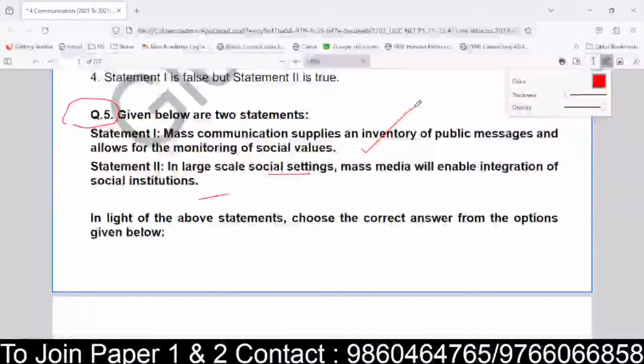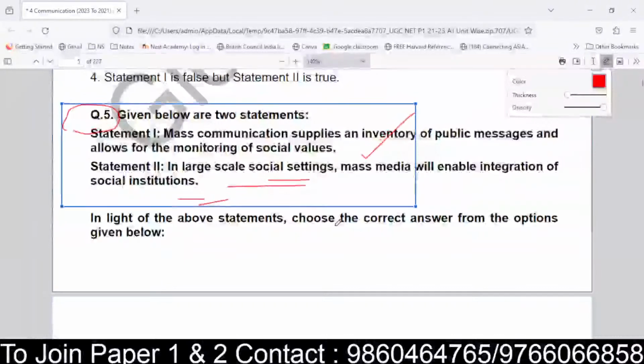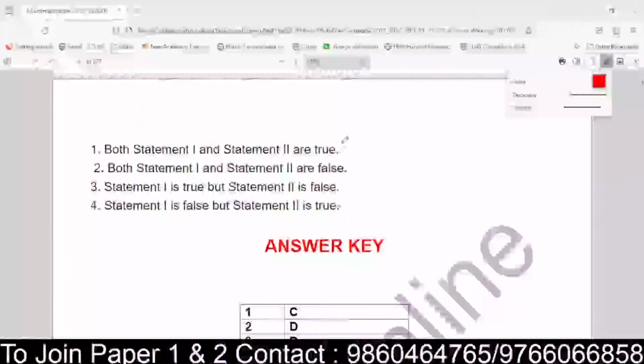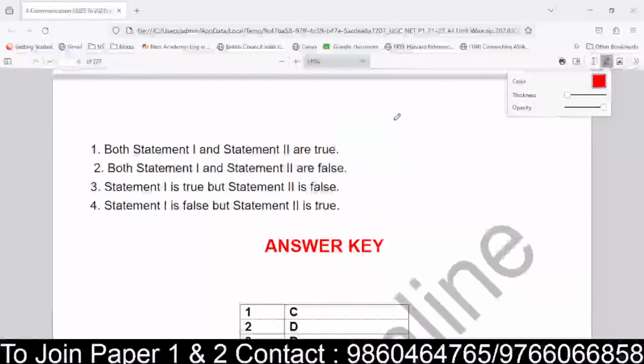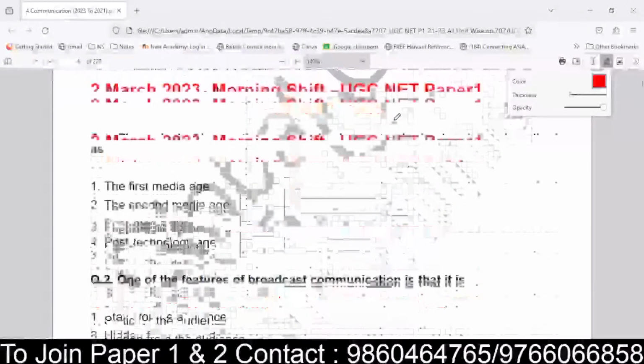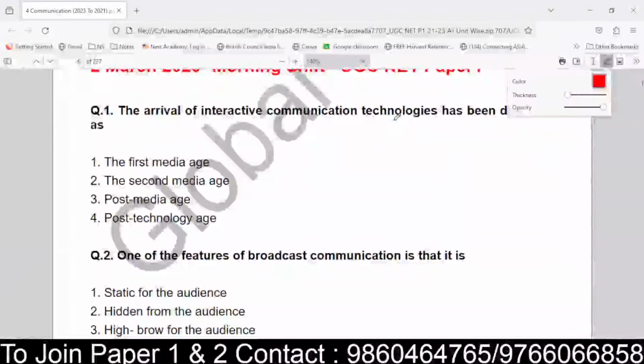Now statement number 2 is talking about a large scale social setting, where mass media will enable integration of social institutions. When we talk about social values and social settings, it will definitely help to integrate social institutions. So statement number 1 and statement number 2, both stand to be true. So the right answer is option A. We'll speed up a little bit now because it is important from the examination point of view, and as you all know, exams are coming nearby. So let's speed up and come to the next set of questions.